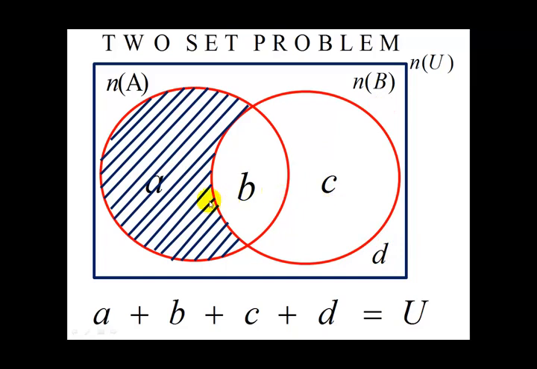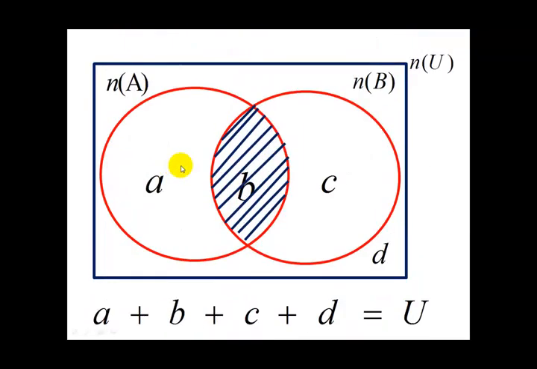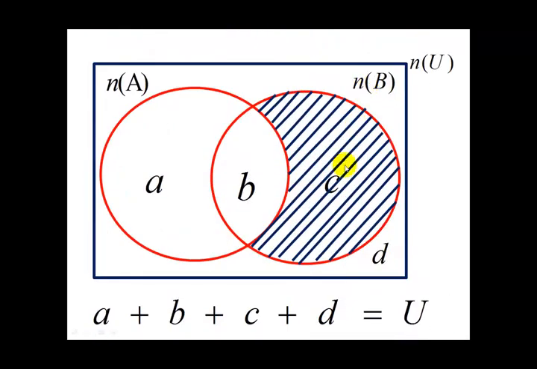And take note that once you add A, B, C, and D together, it must be equal to the universal set. That's the number of students in the school or the class. The shaded region A represents the number of students who read only Greek. Now, considering the shaded region, that is region B, it represents the number of students who read both Greek and biology. And the shaded region C represents the number of students who read only biology.